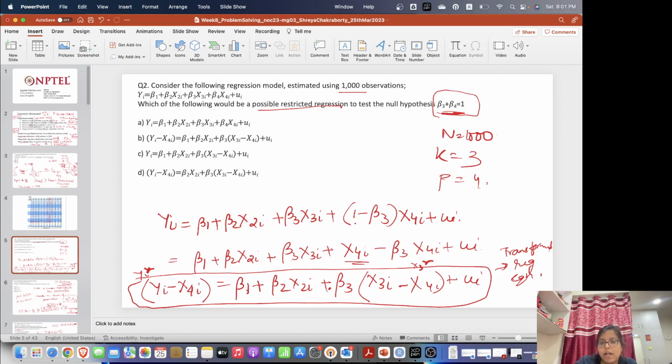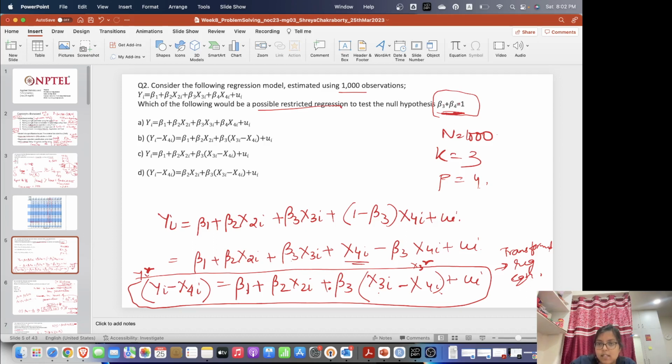instead of writing beta 4, I wrote it as 1 minus beta 3, and then this x4 comes out here, and we have minus beta 3 x4. We take beta 3 common here, so we have x3 minus x4, and we move x4 to this side of the equation. So then we have some revised y and some revised x3, let's say. So this is the transformed regression or restricted regression equation. What we are doing essentially is reducing the degrees of freedom of the error in this case, because under this restricted model these two are related.